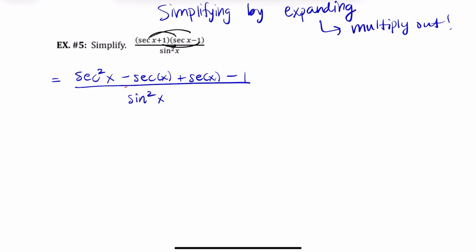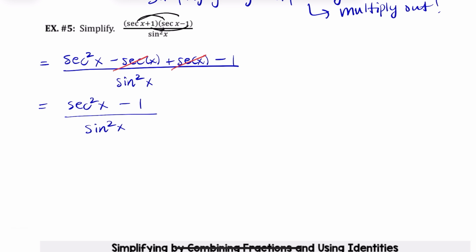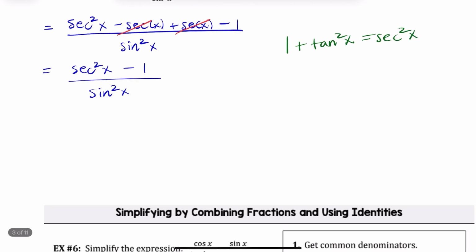Now I can cancel these secant x terms. So this reduces to secant squared x minus 1 all over sine squared x. When you're doing these problems, you should always keep in mind whether you have an identity you can use. We know we have an identity involving secant squared x: 1 plus tangent squared x equals secant squared x. So I can replace secant squared with 1 plus tangent squared.